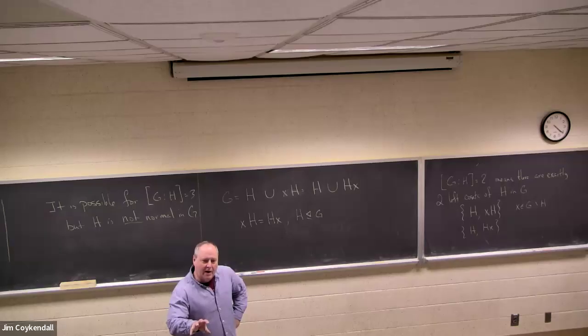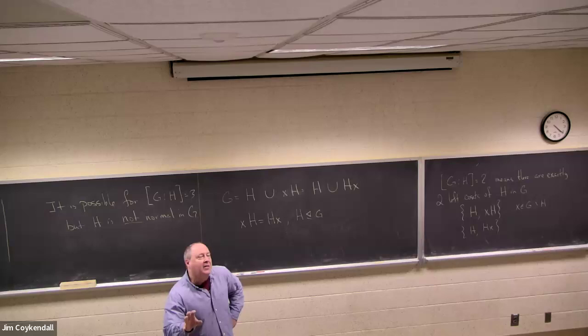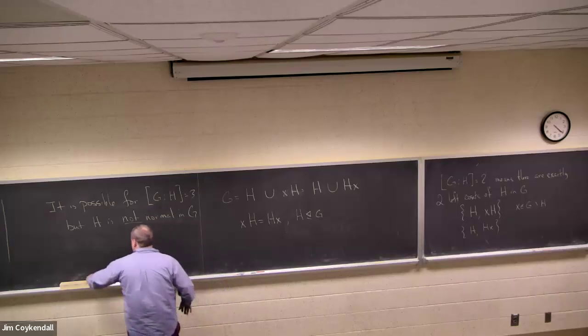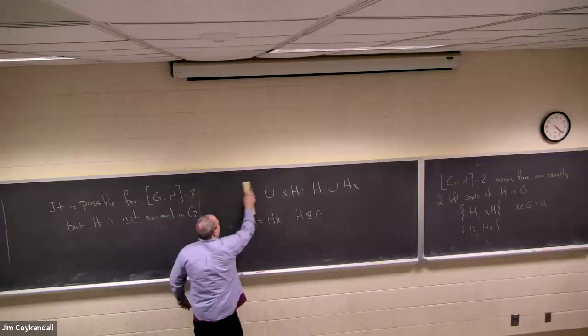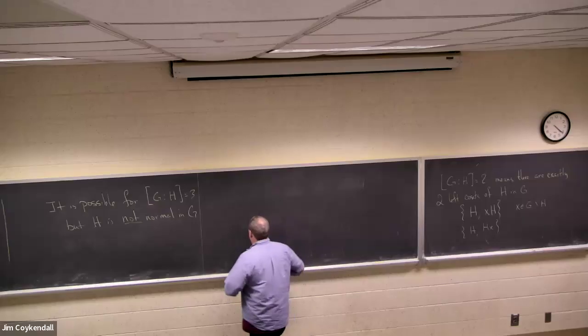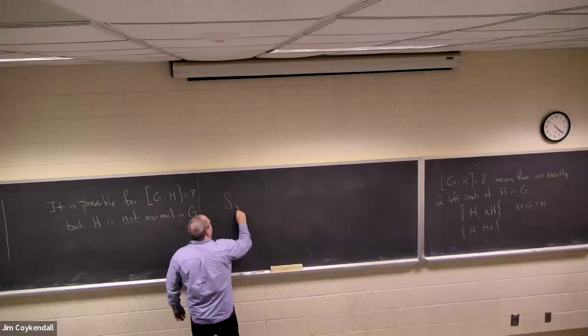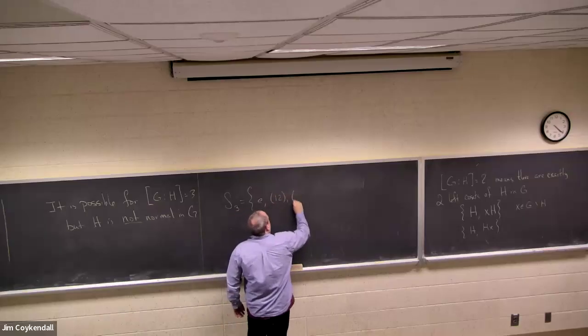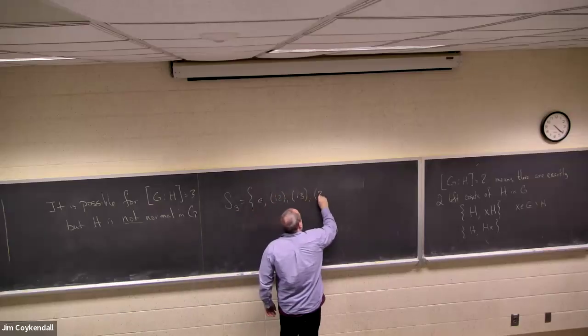By the time you get to a square, there's only 8 elements in D4, right? But in S4, there's 24. So let's look at S3. I'll write down the elements.